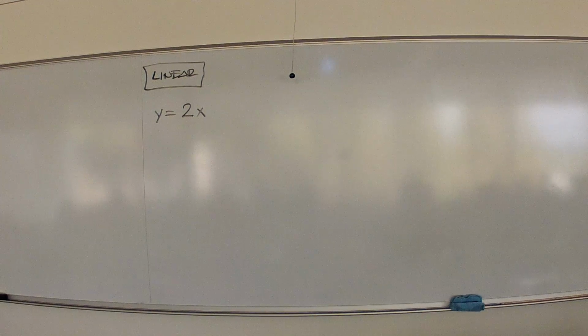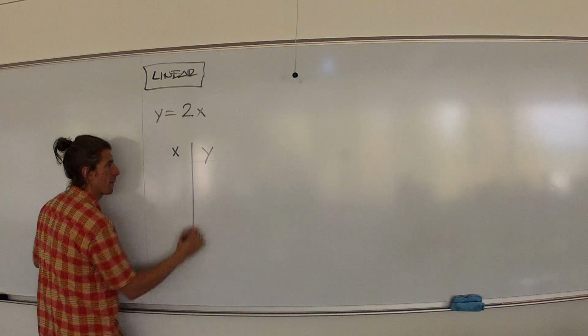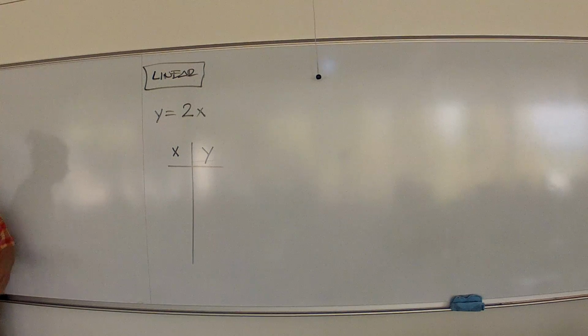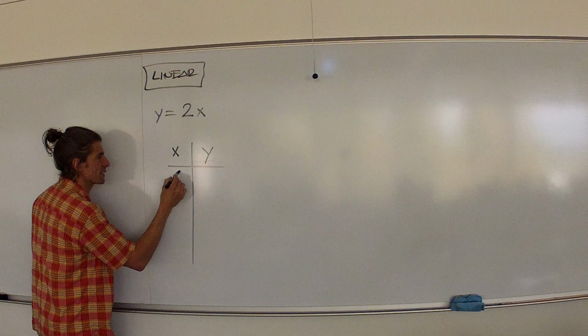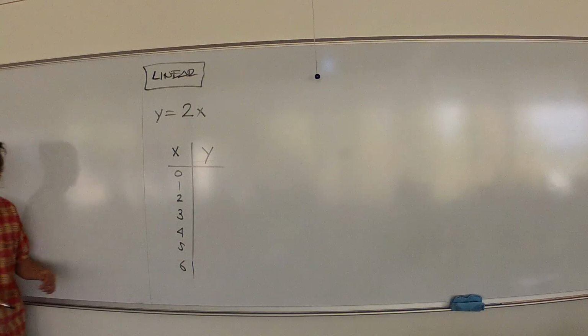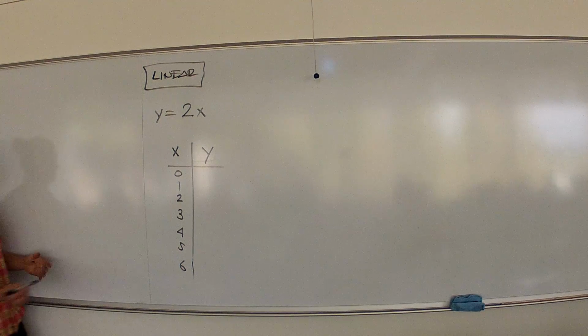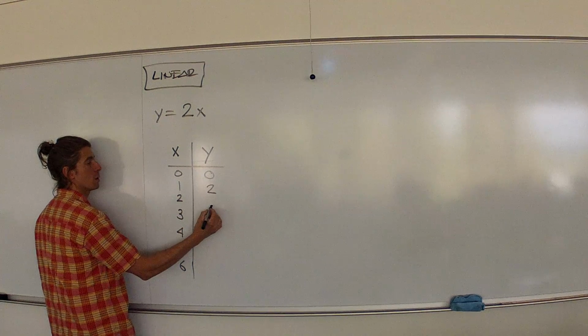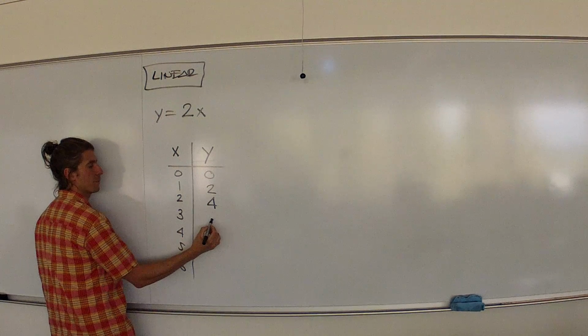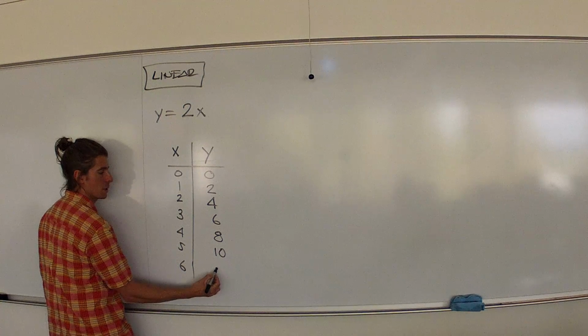Let's look at some points that satisfy that equation, y equals 2x. Okay? x and y. I'm going to keep x consistent. We'll start simple, at 0: 0, 1, 2, 3, 4, 5, 6. What are the y values that correspond to those x values, assuming the equation is y equals 2x? What are the y values? 0, 2, everybody together. 4, 6, 8, 10, 12.